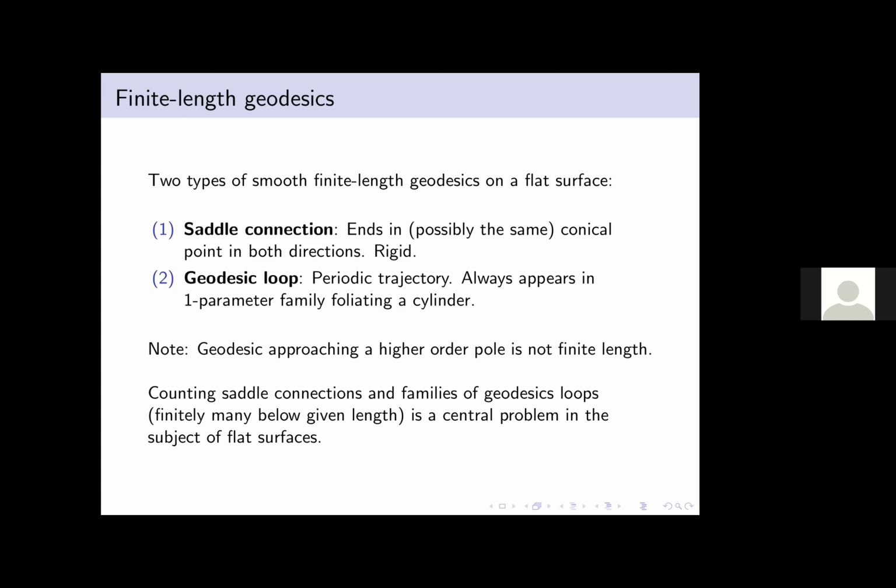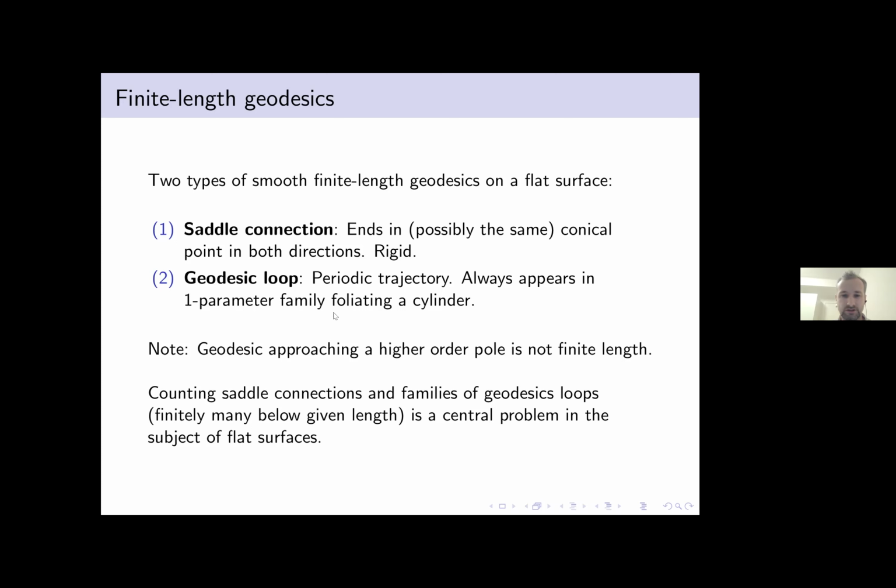So conical means it's a pole of order 1? Either a pole of order 1 or a zero of any order. So something which approaches a simple pole, or a zero of any order. And it can also be the same, so it could return to the same one. If you have a higher order pole, as you say, a generic geodesic has one endpoint there, and the other one cannot be another higher order pole or not.